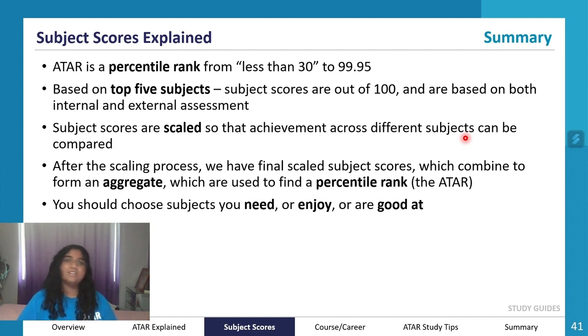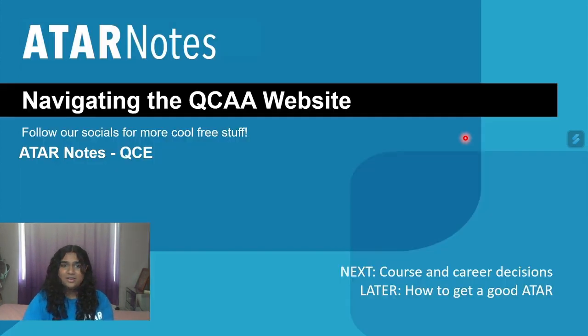At the end of the day, you should all be studying subjects that you are good at, or you are enjoying, or you somewhat need for your university courses. And the goal should be to perform as best as you can in all of them to increase your chances of getting a good aggregate score. So, I've already gone through the QCEE website with you, but hopefully that made sense so far.